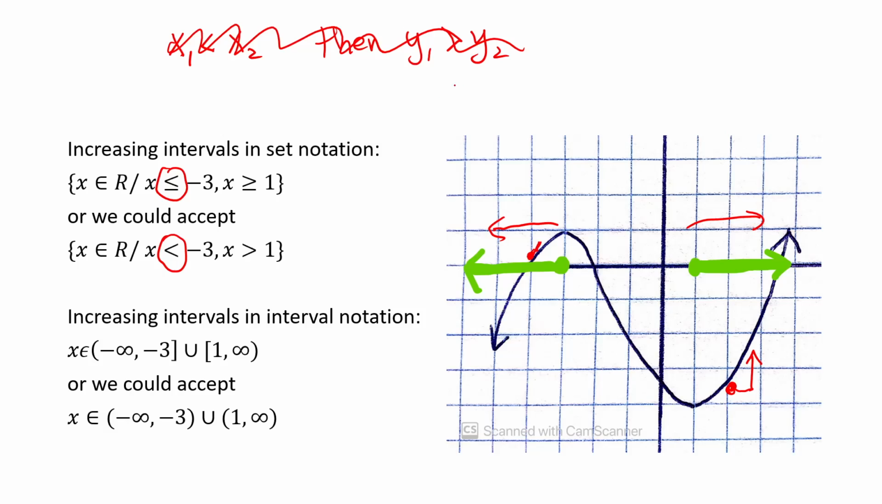For terms of you getting marks on a test, I will accept less than or equal to -3, and I also will accept less than -3. Or similarly, if we're using interval notation, I will accept a square bracket on the -3, or I will accept a round bracket on the -3. Similarly, on the interval on the right, I will accept you saying greater than or equal to 1, or greater than 1, or a square bracket on the 1 or a round bracket on the 1. I just ask that you be consistent in whichever way you choose to think of it, okay?